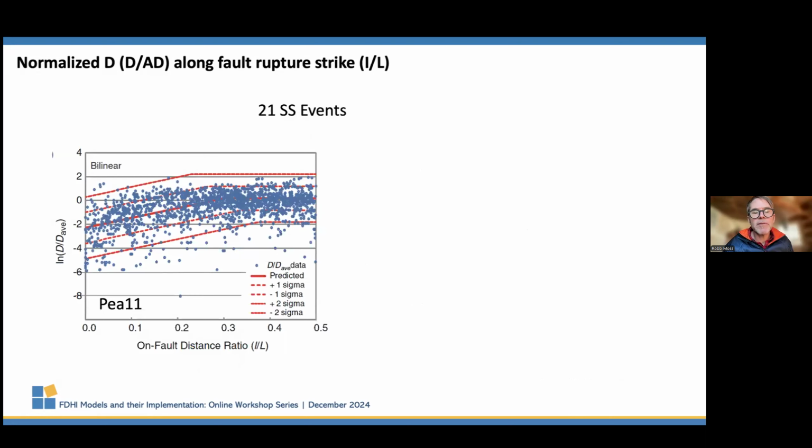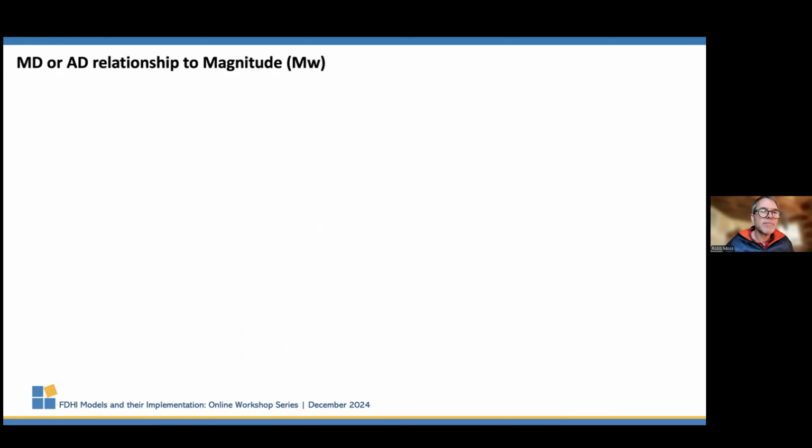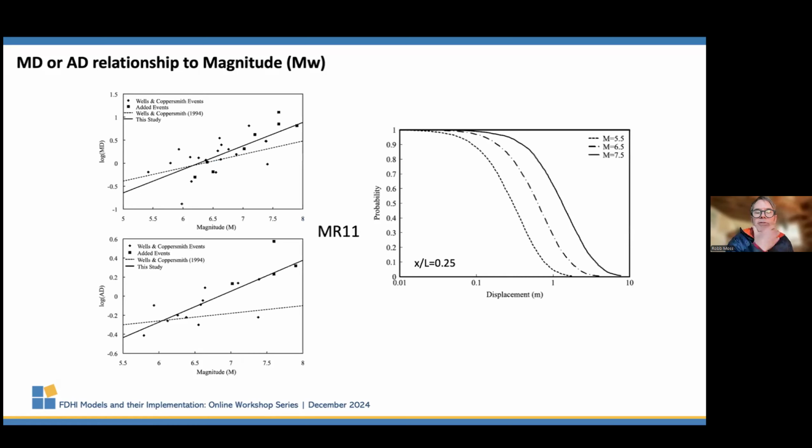And here I'm showing the Petersen et al., where they had 21 strike slip events, and they did a bilinear fit to this data. Now we move to the component of the models, which is the maximum or average displacement with respect to magnitude. Youngs used a Wells and Coppersmith approach. For our model, we augmented it with some more reverse events, and you can see the comparison between Wells and Coppersmith and the events that we added in our regression analysis.